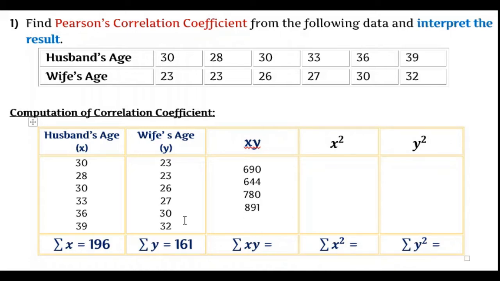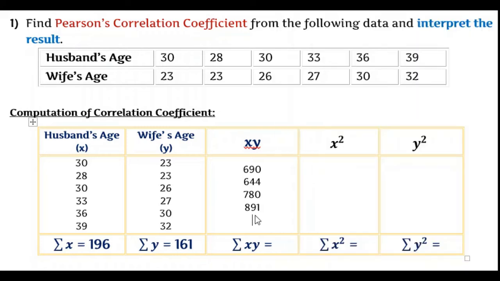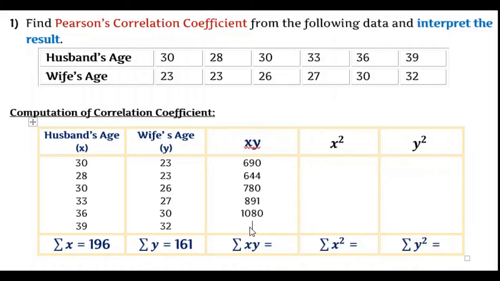Next is 36 into 30. So I'll use a calculator again. 36 into 30, which is equal to 1080. I'll write down that value here. And the last value is 39 into 32. So let me do that. 39 into 32, which is equal to 1248. Okay, 1248. Now I need to add these values to get sigma xy.